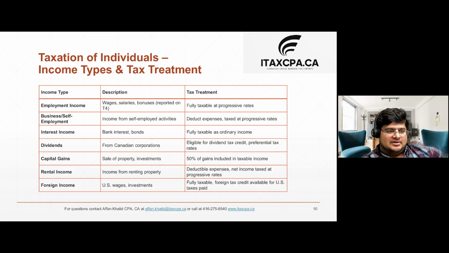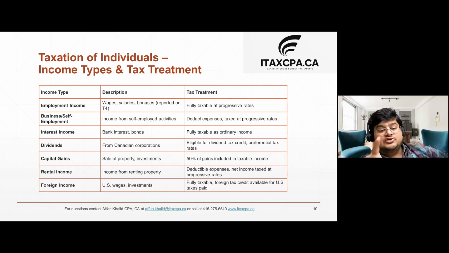Interest income is different. This can include your bank interest, interest on bonds, or mortgage interest and so on. The issuer is supposed to issue a T5 slip. Again, I don't know what slip would be equivalent in the US, but a T5 or T3 slip is issued when the payer corporation or financial institution is paying interest to Canadian taxpayers. Okay, that income is also fully taxable, as ordinary income, taxed at the progressive tax rates.